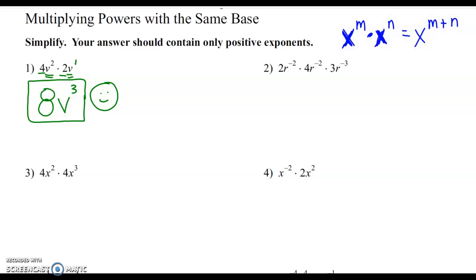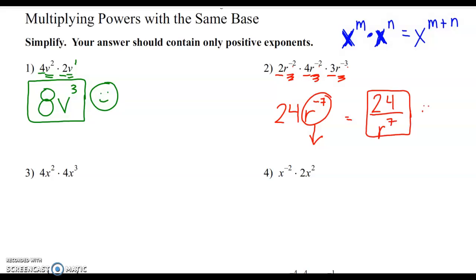So number 2, you multiply the numbers like normal. 2 times 4 is 8. 8 times 3 is 24. When you multiply like bases, all these r's, you add the exponents. So negative 2 plus negative 2 is negative 4, plus negative 3 is negative 7. From yesterday, we can't have negative exponents, so we move. We'd have 24 on top, and r to the positive 7 on the bottom in the denominator.